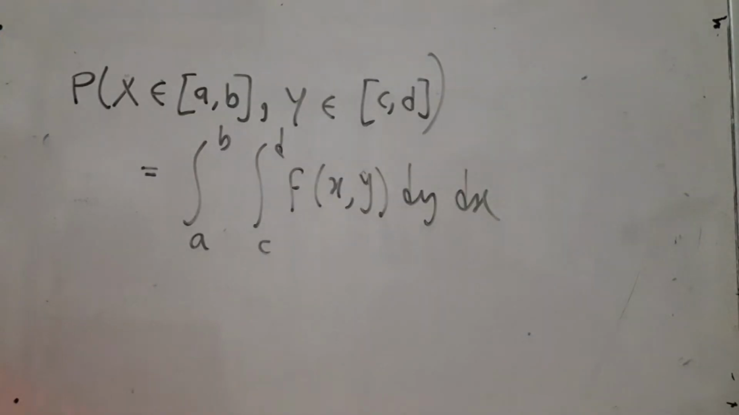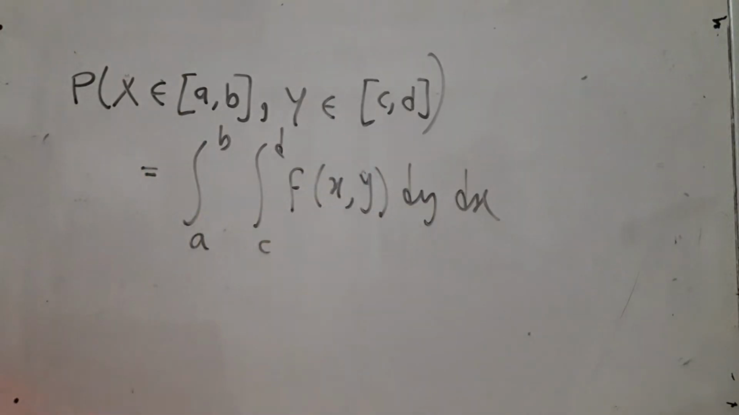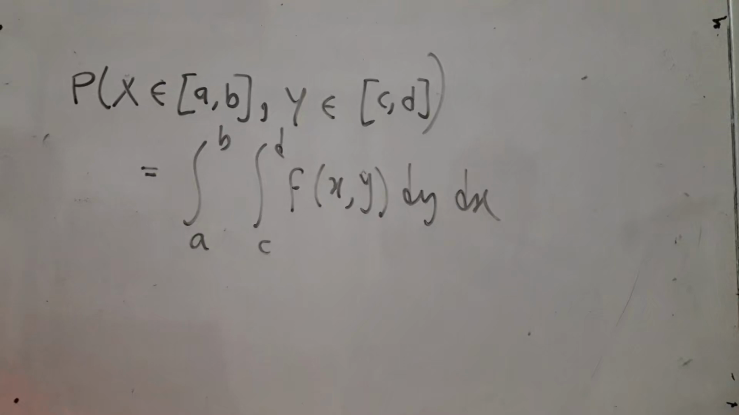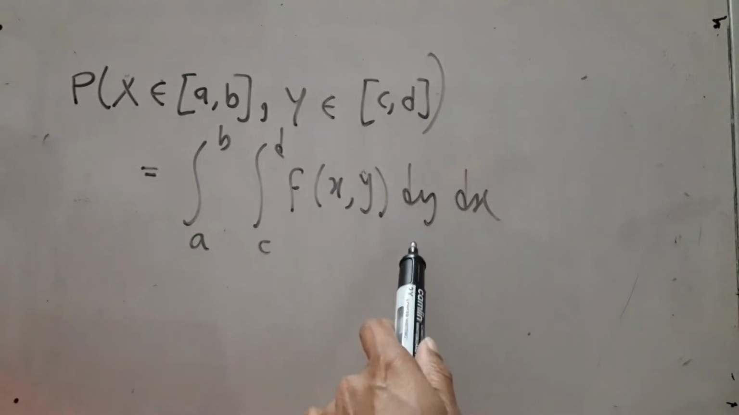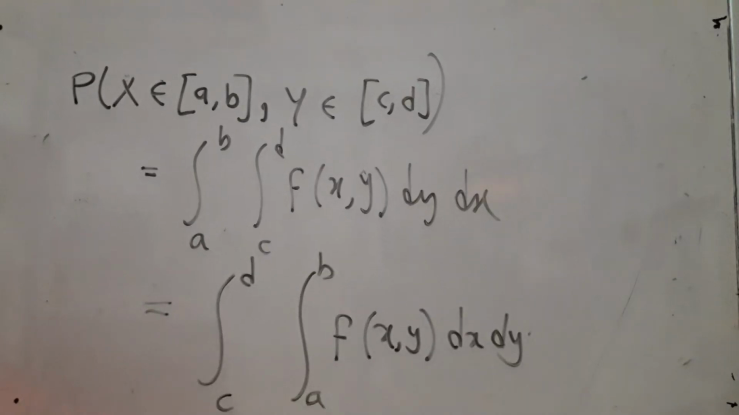Incidentally, when we say that the probability of x lying in a to b and y from c to d is given by this iterated integral, we are integrating over y first and over x next. This order is not important because this is a non-negative quantity, so you might as well integrate first with respect to x and then with respect to y, like this.